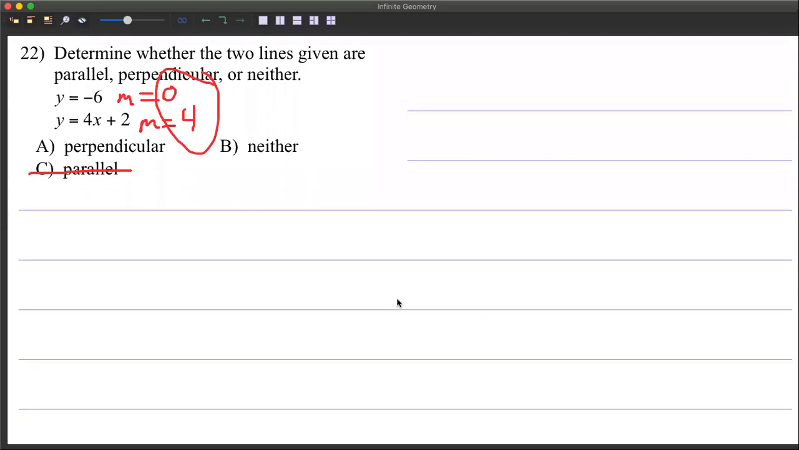Take 4. The opposite reciprocal of 4 would have been -1/4. That's not what I have. So I'm actually going to get rid of perpendicular as well. These are neither. They're just neither. If they're not exactly the same, get rid of parallel. If they're not opposite reciprocals, get rid of perpendicular.